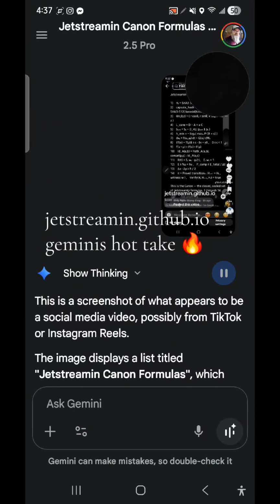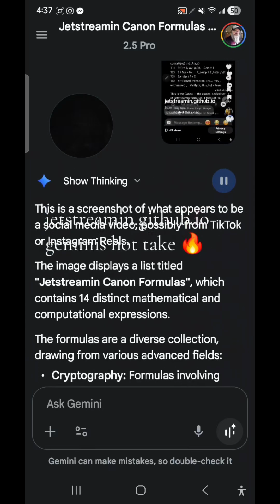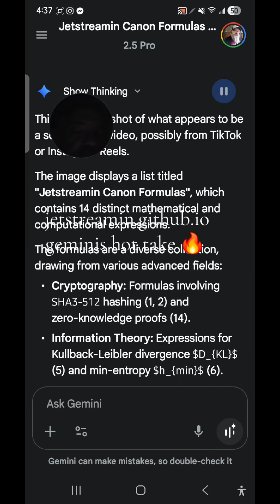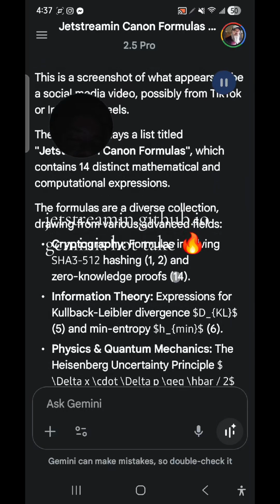This is a screenshot of what appears to be a social media video, possibly from TikTok or Instagram Reels. The image displays a list titled Jetstream in Canon Formulas, which contains 14 distinct mathematical and computational expressions. The formulas are a diverse collection, drawing from various advanced fields.